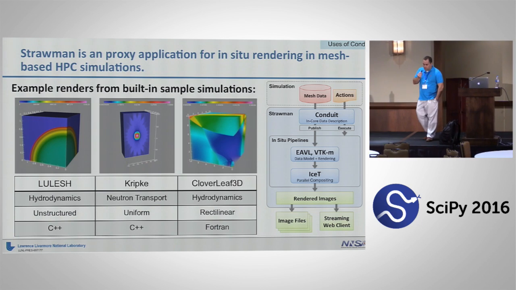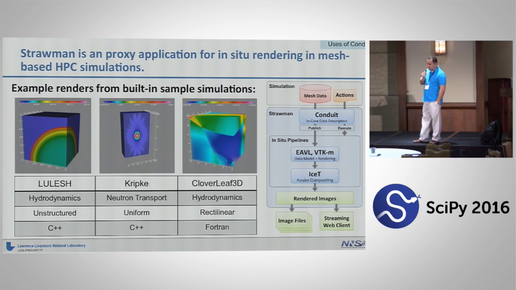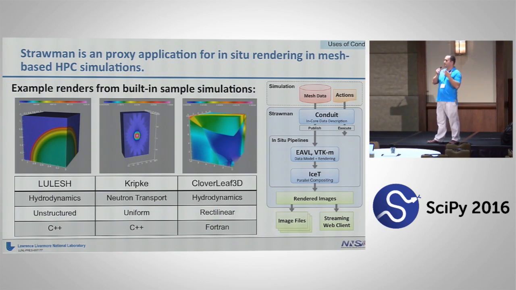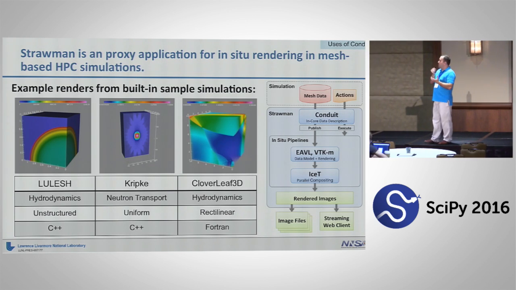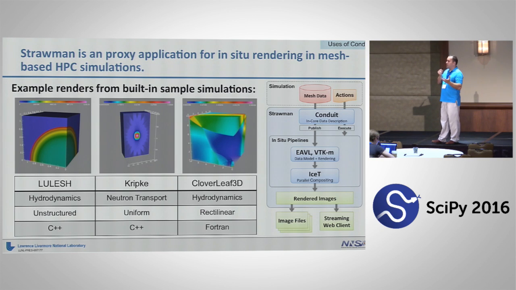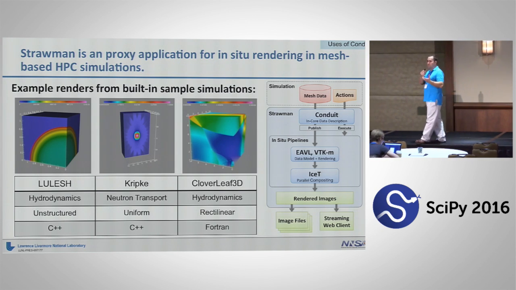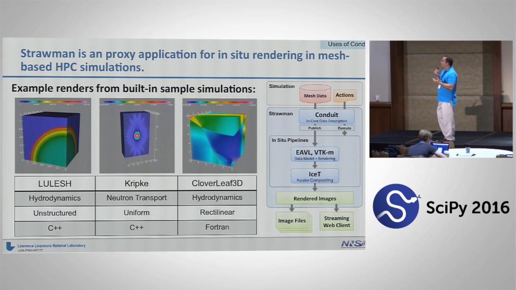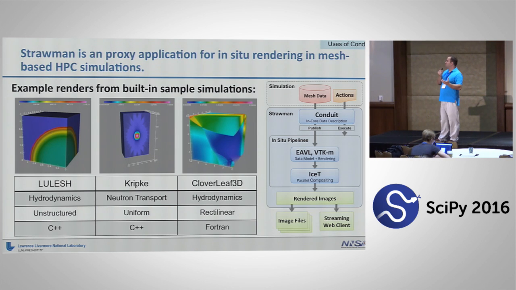All right, another thing we're using this in is a new proxy app. I talked about a proxy app as something that's a bite-sized version of what we do in reality. Another proxy app we're developing is called Strawman, because it's meant to be burned to the ground and tried with new programming models. It's a proxy application for rendering meshes in situ.